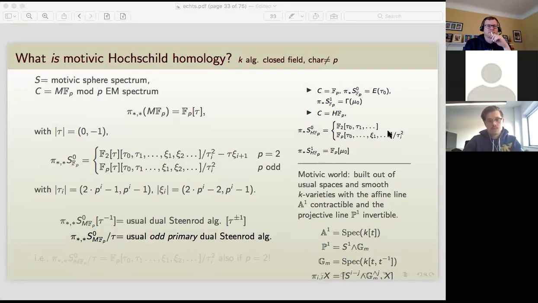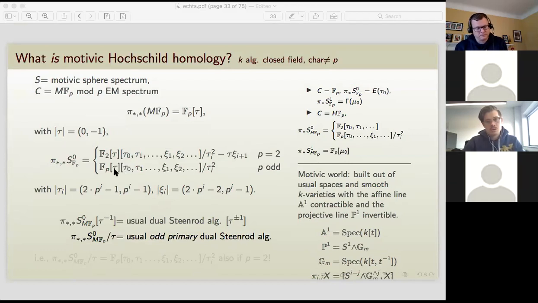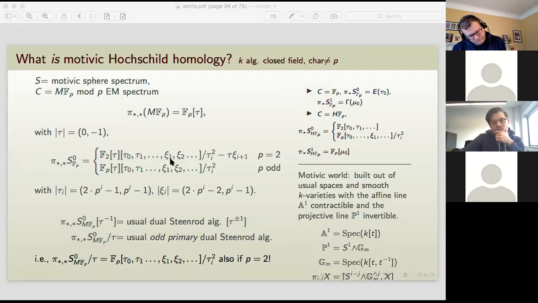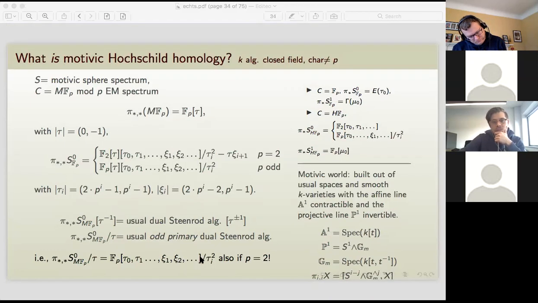And if I work mod tau, well, what happens? Then tau is equal to 0. And here in the odd case, we just lose the tau and we get the usual dual Steenrod algebra. But in the even case, tau here is 0, so tau_i squared is equal to 0. So I get the same formula as I have in the odd case, just with p equal to 2. So I have some exterior generators and some polynomial generators.